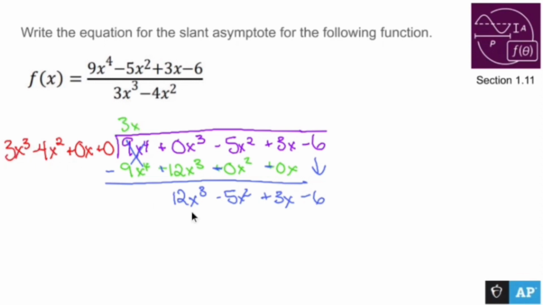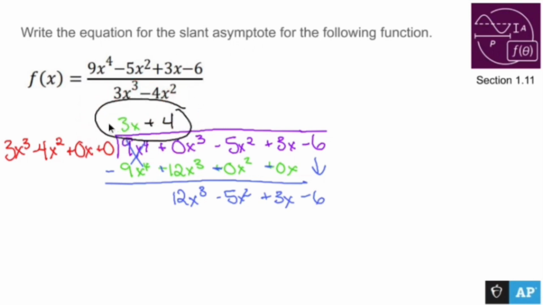3x cubed times what gets me 12x cubed? Well, 3 times 4 is 12. And x cubed times 1 is x cubed, so I don't need anything more. Now, at this stage, I'm done. And you might be thinking, well, you have to multiply 4 to that and find your remainder. No, I don't. I don't care about the remainder when it comes to my slant asymptote.